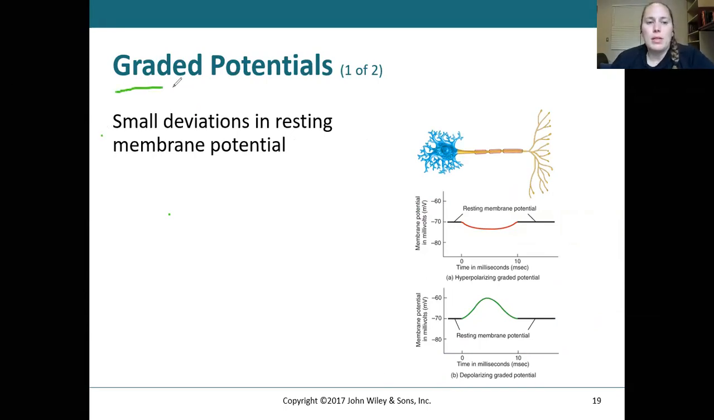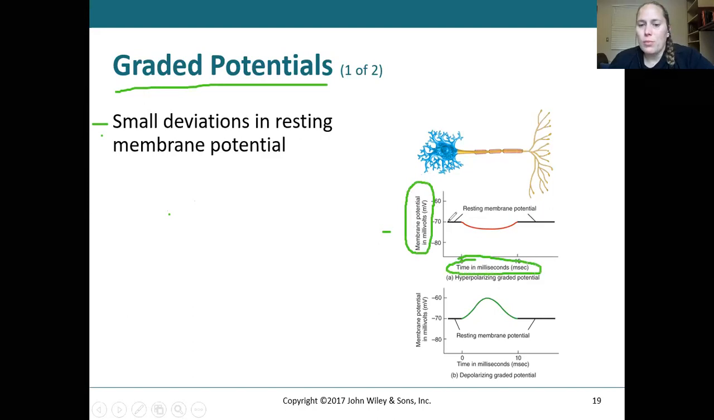So small graded potentials are essentially small deviations in resting membrane potential, meaning that they are what we call sub-threshold. Like you can see here, you've got your y-axis in millivolts, your x-axis in milliseconds, and a resting membrane potential at minus 70. Here you can see that it becomes slightly more negative and then comes back. That is called a hyperpolarization, when the cell becomes more negative. Okay, so a hyperpolarizing graded potential.